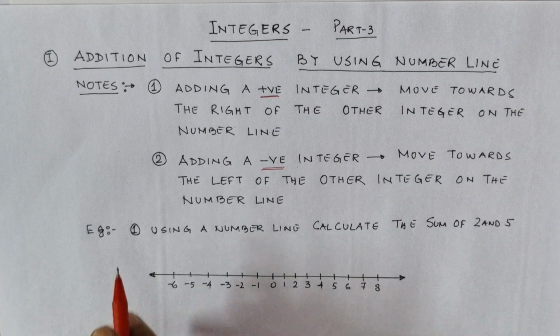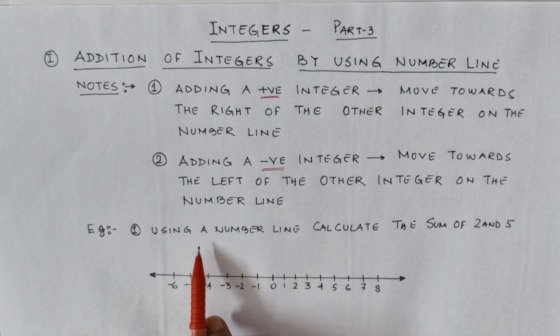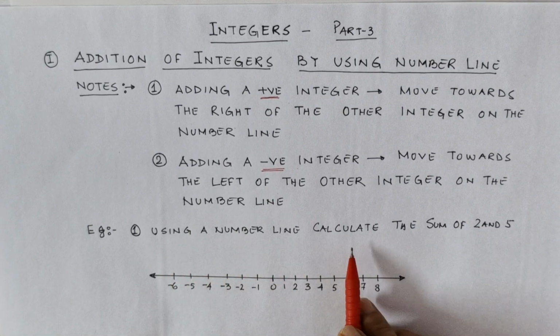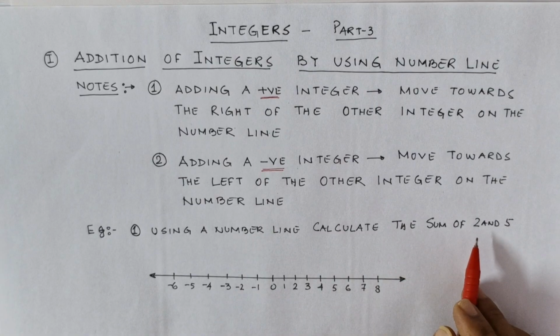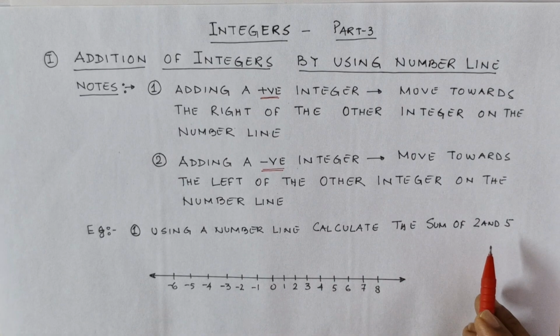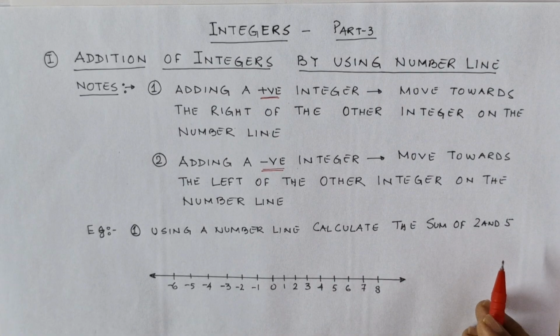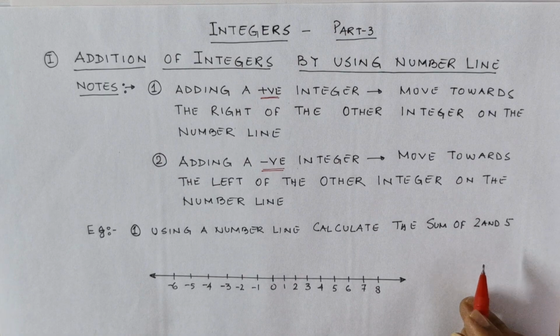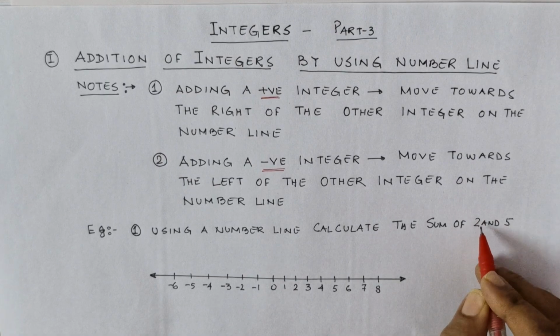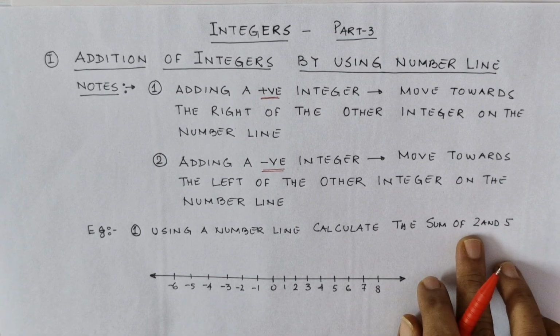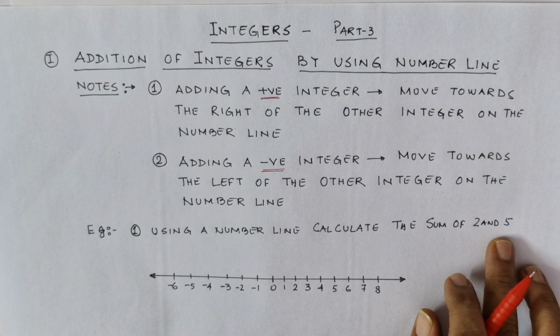So let's see how we apply these two basic rules while doing calculations on a number line. The first example: using a number line, calculate the sum of 2 and 5, right? So you have been asked to add 2 and 5. With respect to 2, always remember, you have to add 5.